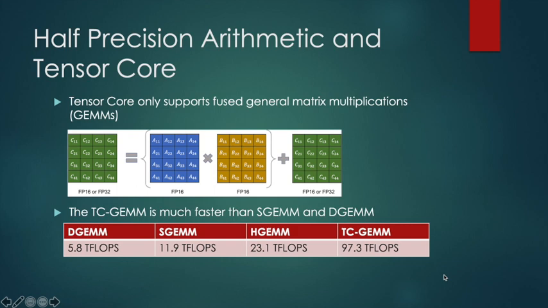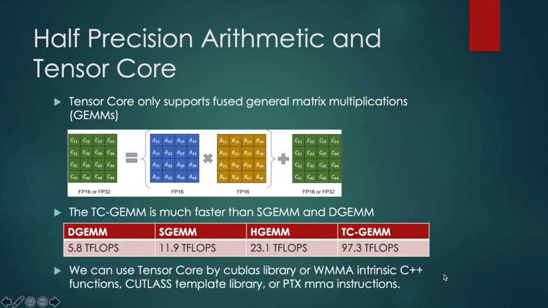So, how to use Tensor Core? The easiest way to use the related API is from the cuBLAS library, and it has many variations. A more flexible and also highly efficient way to program Tensor Core is through the CUTLASS template library from NVIDIA. Or we can directly call the WMMA intrinsic C++ functions or PTX MMA instructions.